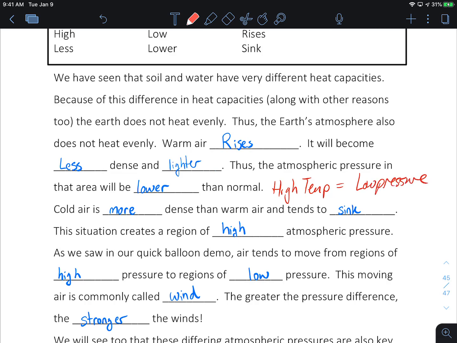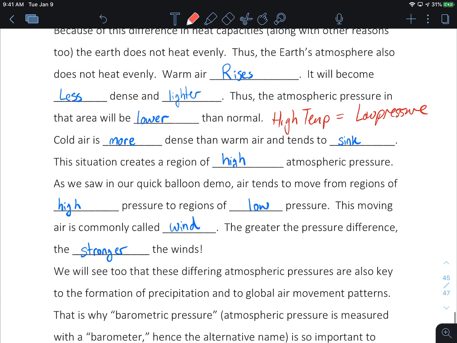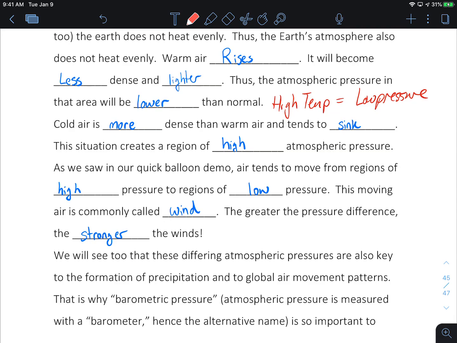Okay. Cold air is more dense than warm air, and it tends to sink. In this situation, you'll create a region of high atmospheric pressure. There is a balloon demo that we did not do, but air tends to move from regions of high pressure to regions of low pressure.